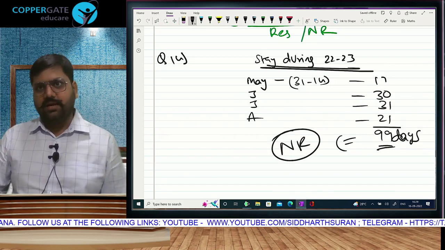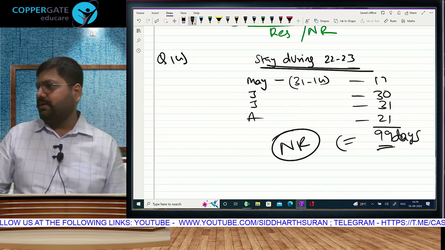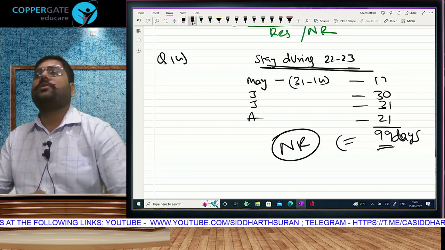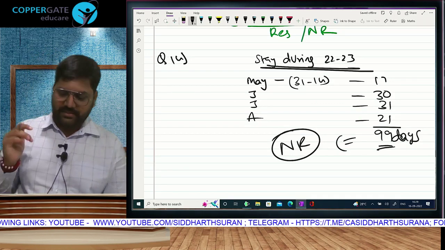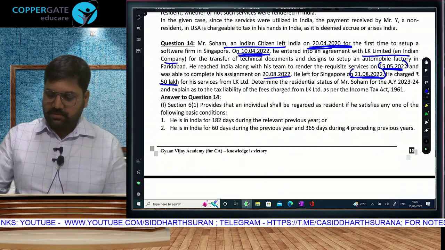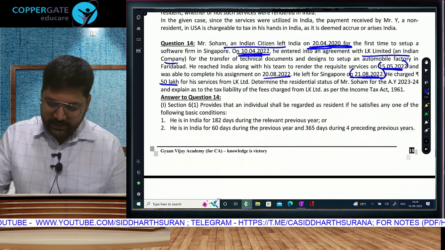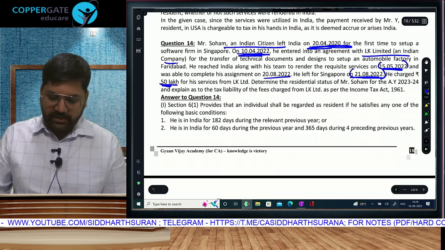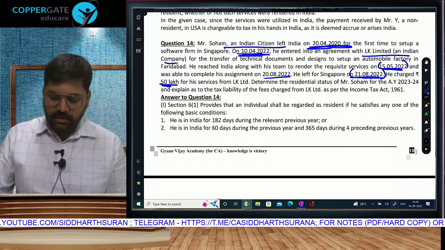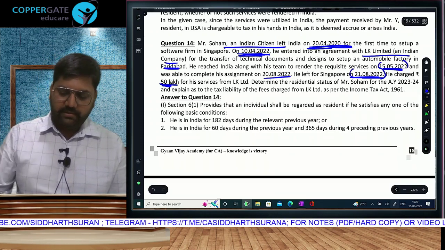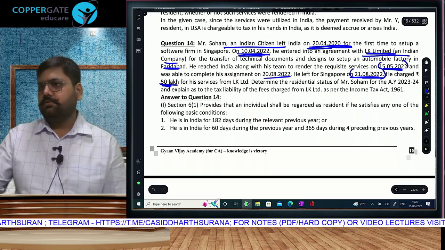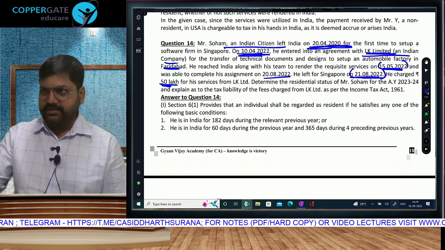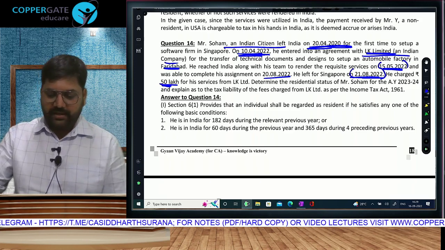In the final answer they are right only. But they have added this criteria, which was not required. But okay. Is he a non-resident? Now that he is non-resident, tax can be attracted only if the income is Indian income. Let's see. He is getting paid 50 lakh rupees. For what purpose? To set up an automobile factory in Faridabad. Payer is an Indian company. Resident is the payer. We are paying him for technical services.